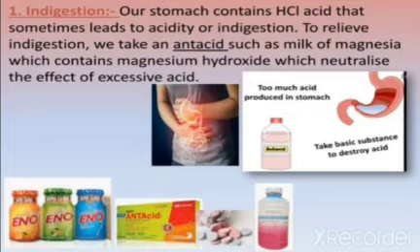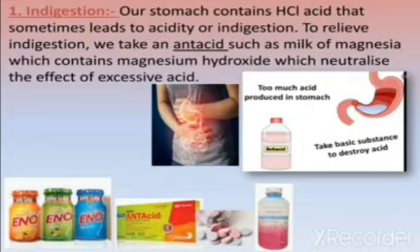Now, the uses of neutralization reactions in our daily life. Many examples are there. The first example is treating indigestion. Our stomach contains HCl acid, which sometimes leads to acidity or indigestion. A person sometimes overeats, and too much acid is produced in the stomach. This causes indigestion. To neutralize the excess acid formed in the stomach, an antacid like milk of magnesia is taken.